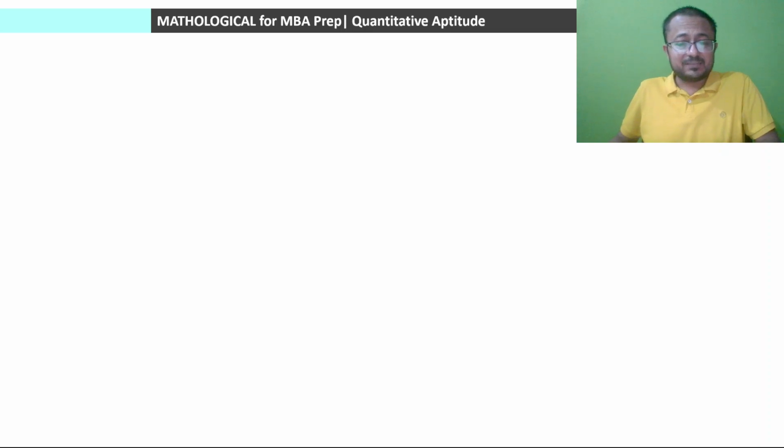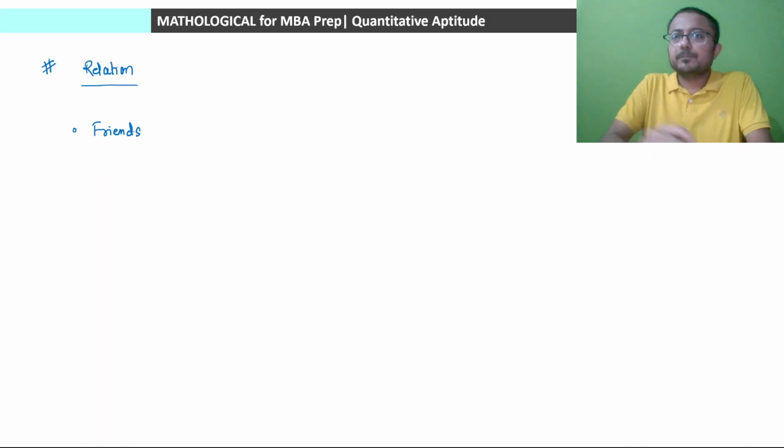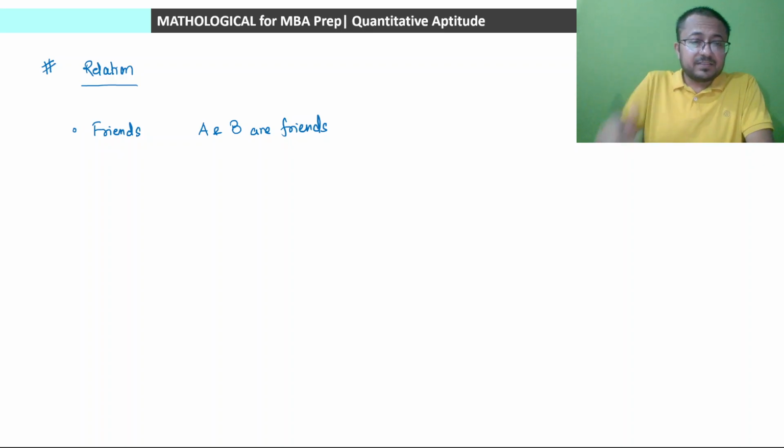So, what are relations basically? Let us start with some very basic examples, by defining some very basic relations. Let us say we are saying that friends is a relation, isn't it so? And if friends is a relation, let us say A and B are friends. Then B is a friend of A. Similarly, A is also a friend of B.